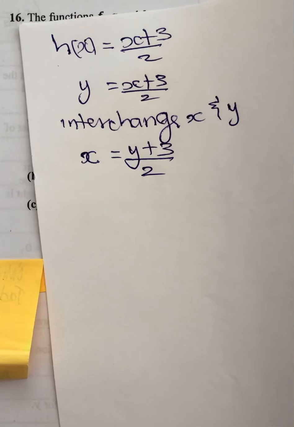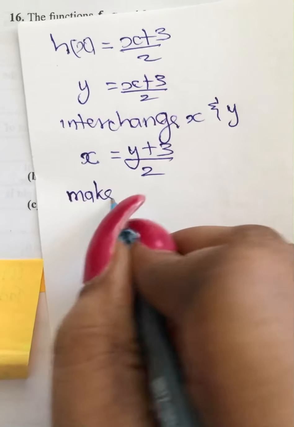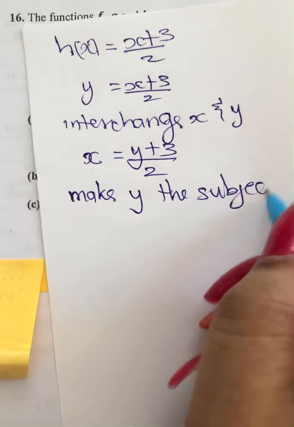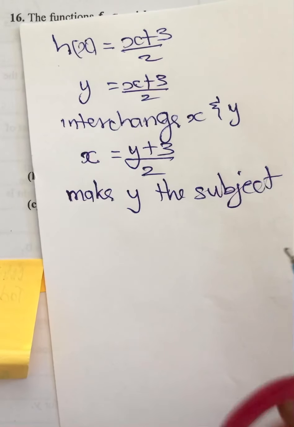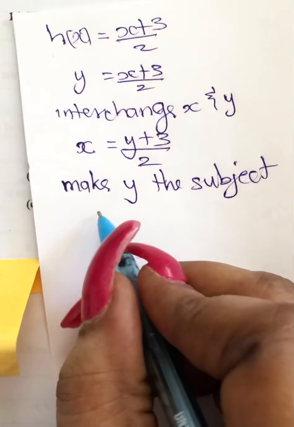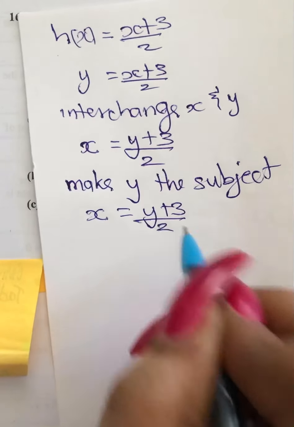And the last part that we have to do to complete the inverse of h is to make y the subject. You might say, wow, we are going back and forth. What nonsense is this? But these are some of the simple steps we follow to find the inverse of a function.